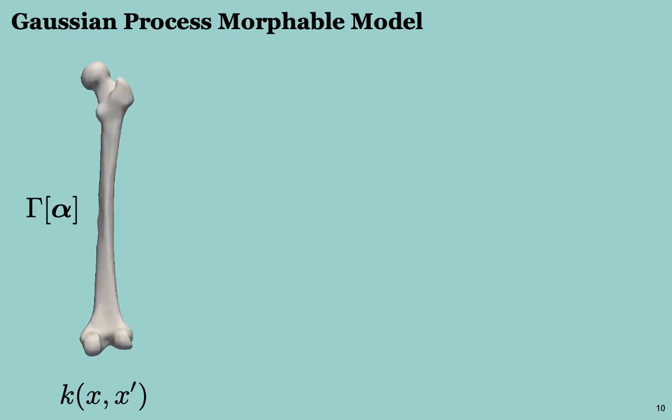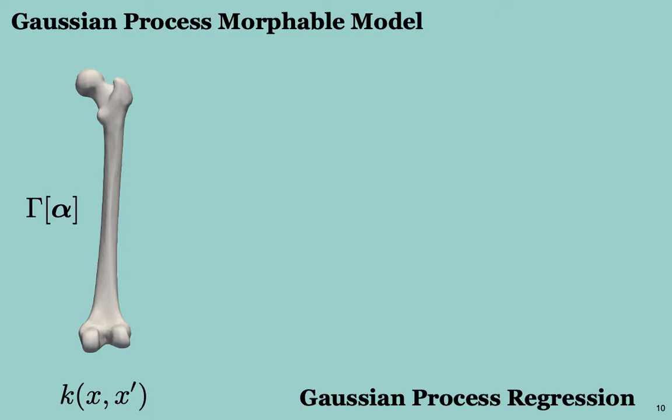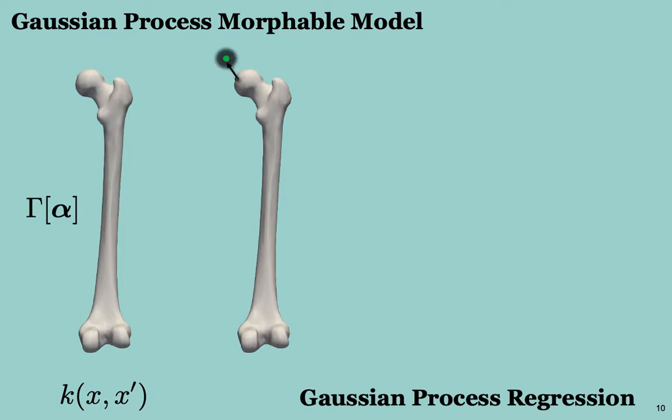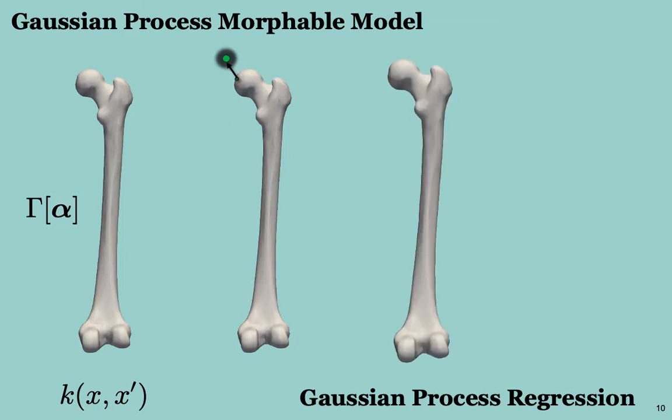Another reason, other than having analytically defined deformations, to use Gaussian processes is how we can update the model based on observations. This is done using Gaussian process regression. So let us now say that we observe where the location of the femur head should be, and we additionally assign some uncertainty to this observation. We can now compute the closed form posterior distribution, which again is a Gaussian process morphable model.